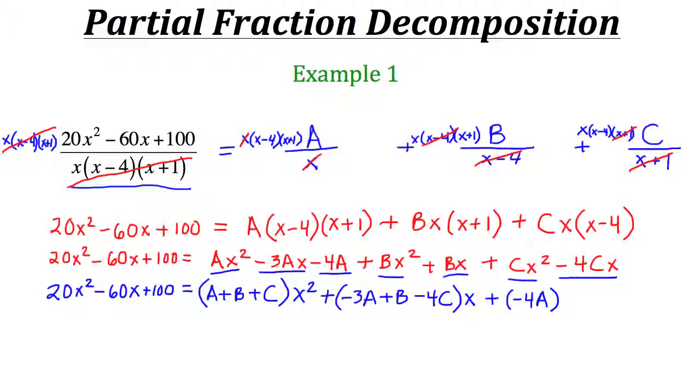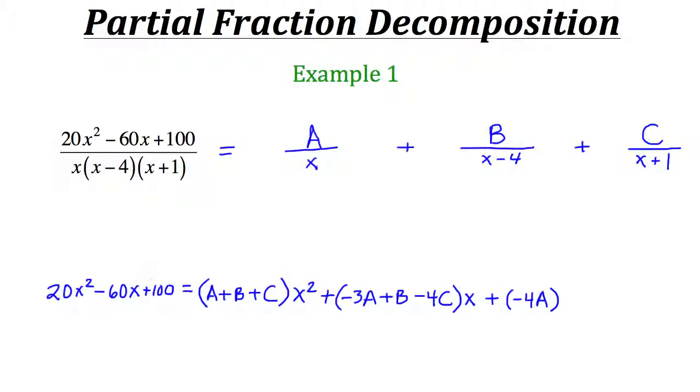Now here comes the nifty part that will utilize some skills that you've learned in previous sections in this chapter. When we observe the expressions on the left side and on the right side of our equation, we have an x squared term, an x term, and a constant. Now on the left-hand side, we can see that the coefficient for the x squared term is 20. And on the right side, the coefficient for x squared is a plus b plus c. So based on that, we could say that a plus b plus c should equal 20.